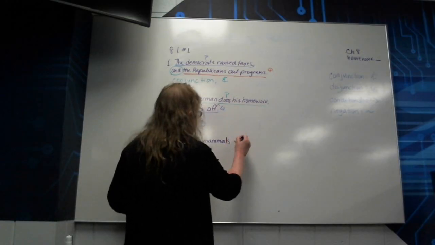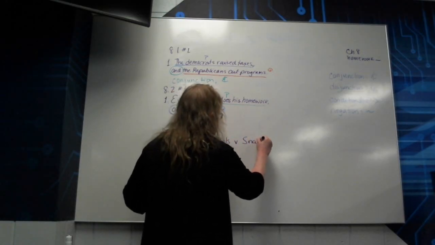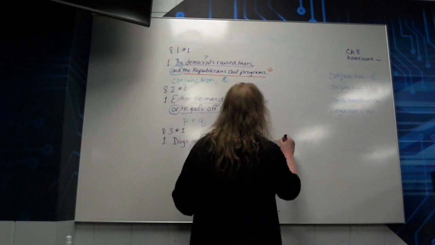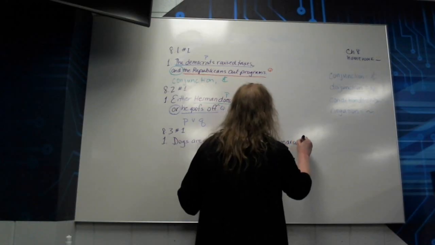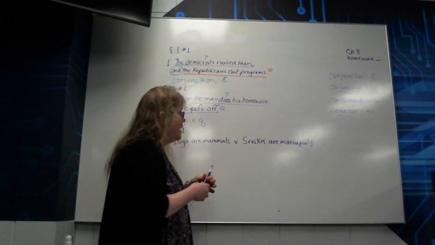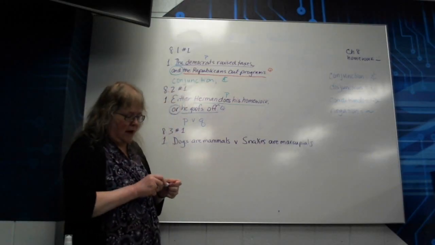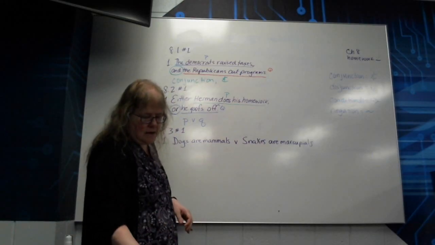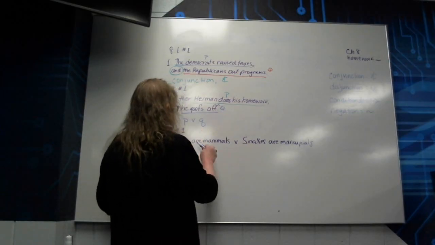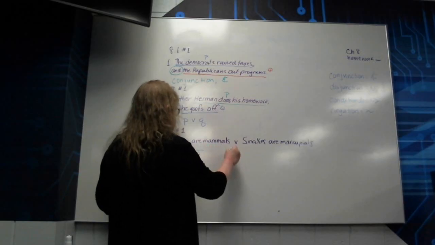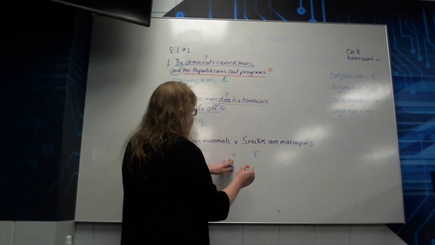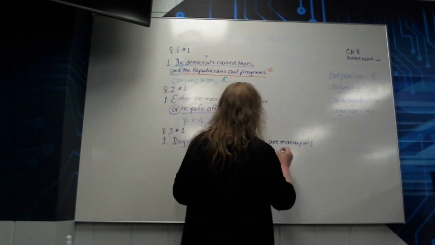Little b, which means or. Snakes are marsupials. I should put that underneath it, but that's okay. Okay, so the first thing we're going to have to do is put this in our true and false. Okay, so dogs are mammals is true. Snakes are marsupials is false. True or false equals true.